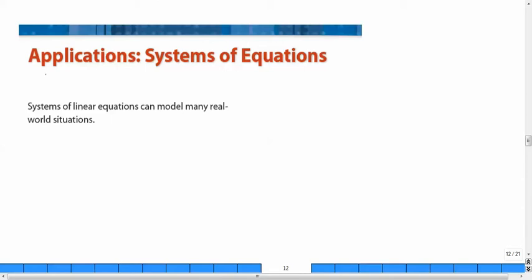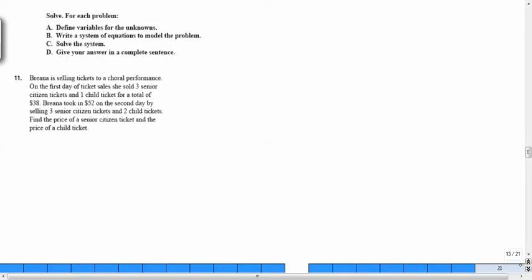Unit 8, Application, Systems of Equations. As we did in the previous lessons, and as you have realized so far, many word problems can be solved easily by using systems of equations. Let's see problem number 11 now. For each problem, as we did before, you have to define a variable, write a system of equations to model the problem, solve it, and give your answer in a complete sentence. Okay?